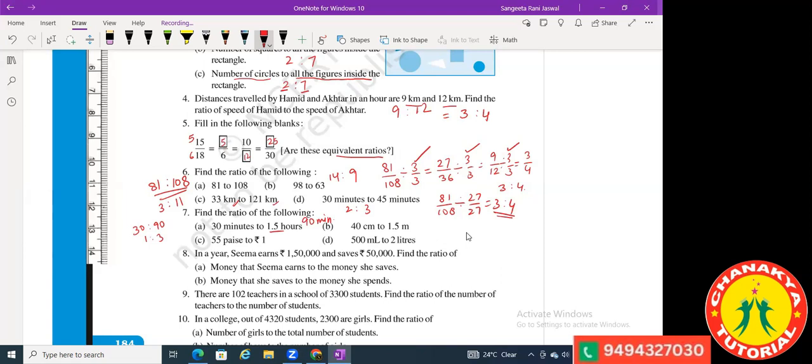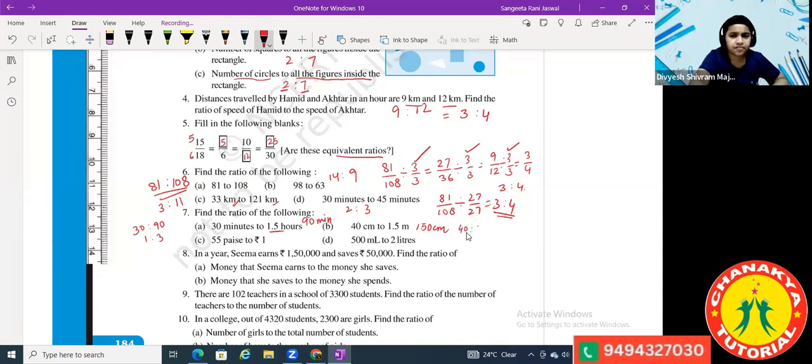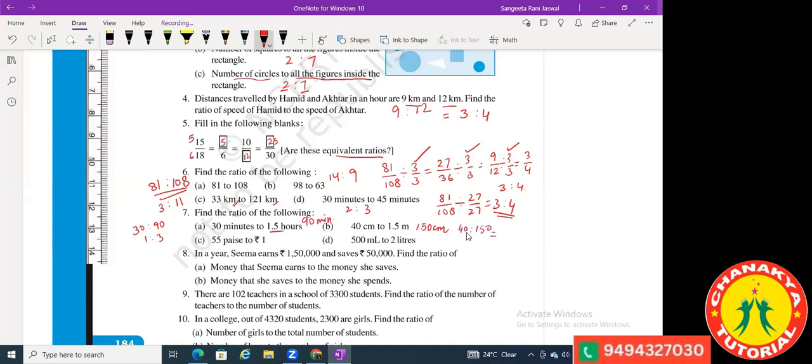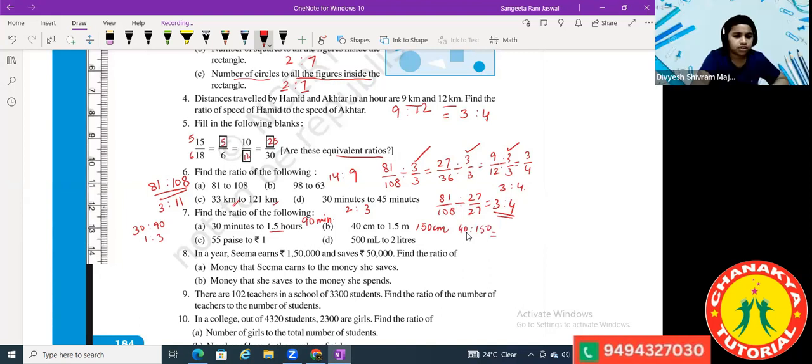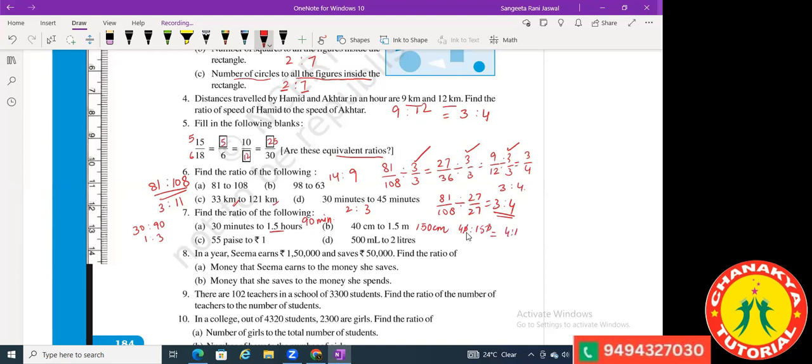So here in this question, what will you do? Convert 1.5 meters into centimeters. Yes, convert the higher unit to a lower unit. So how many centimeters is 1 meter? 100. So when you multiply 1.5 with 100, what do you get? 150 centimeters. So it's 40 is to 150. What do you get in the lowest form? Both are divisible by 10. 10 fours are 40, 10 fifteens are 150. So 4 is to 15. Okay, see the C part.